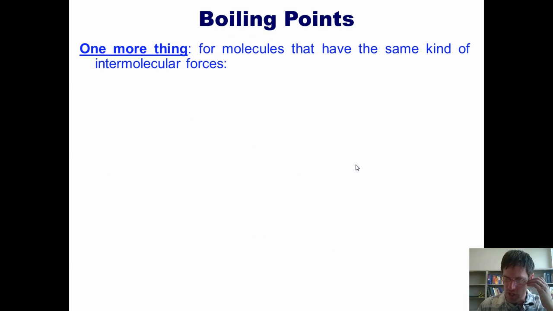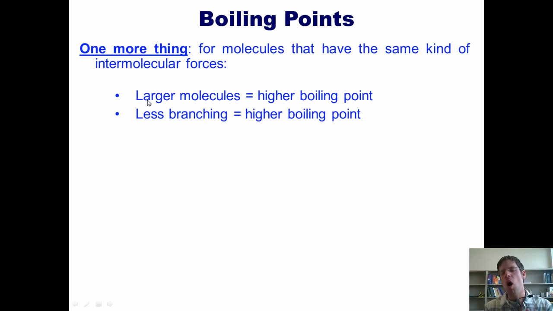One thing to which I just alluded is the following. If all other things are equal, I've got molecule A and molecule B, and they both have the same intermolecular forces. Generally speaking, the larger the molecule, the higher will be its boiling point. We definitely saw that in the previous slide. Propane had a lower boiling point than butane. Why? Because butane is bigger. Because it's bigger, it will have more London forces than propane, hence will require more heat to get it to boil.